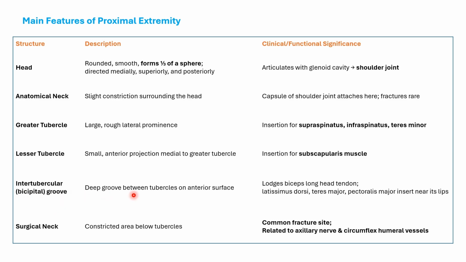The next one is the intertubercular sulcus or bicipital groove. It is a deep groove between the tubercles on the anterior surface, and it lodges the biceps long head tendon, and it also gives insertion for three muscles. They are latissimus dorsi, teres major, and pectoralis major. The next one is the surgical neck. It is a constricted area below the tubercles, and the surgical neck is clinically important because it is a common fracture site. The surgical neck is related to two structures. They are the axillary nerve and the circumflex humeral vessels.